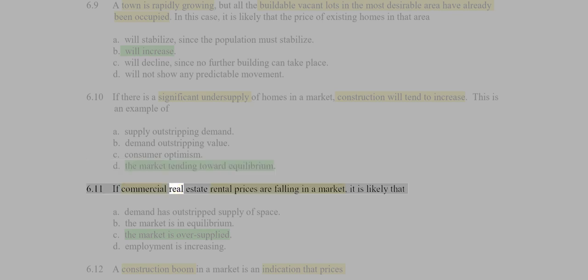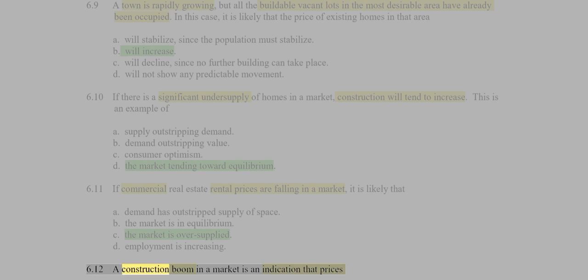6.11. If commercial real estate rental prices are falling in a market, it is likely that A. demand has outstripped supply of space. B. The market is in equilibrium. C. The market is oversupplied. D. Employment is increasing.